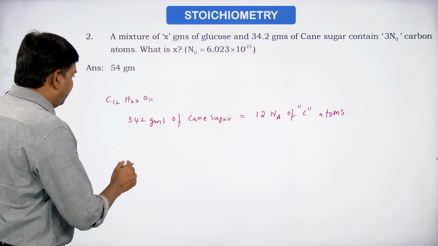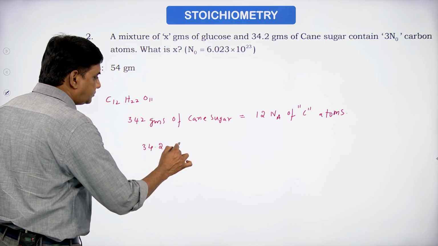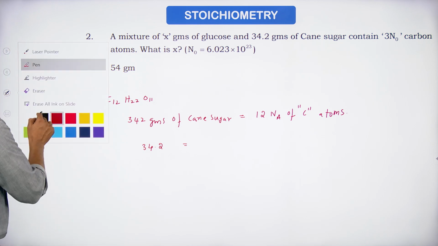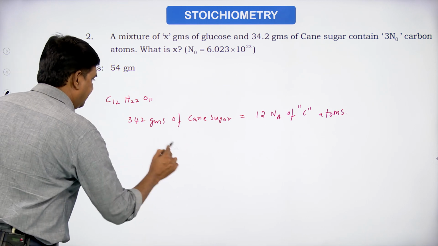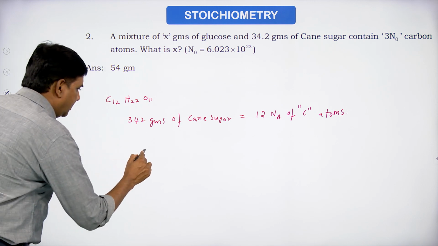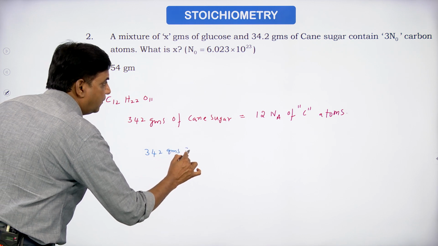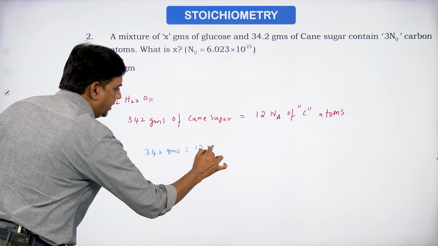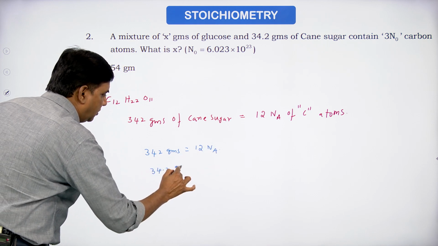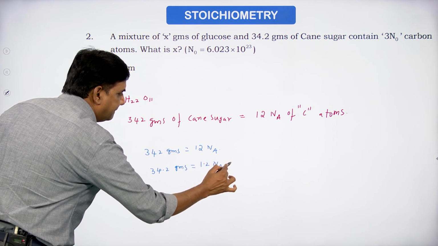Now, 34.2 grams contains how much? I am writing here. 342 grams is equal to 12 Na of carbon atoms. Then 34.2 grams is equal to how much? That is equal to 1.2 Na.